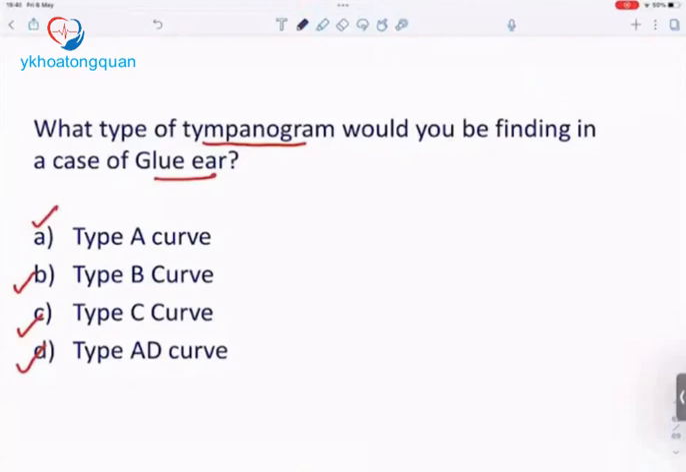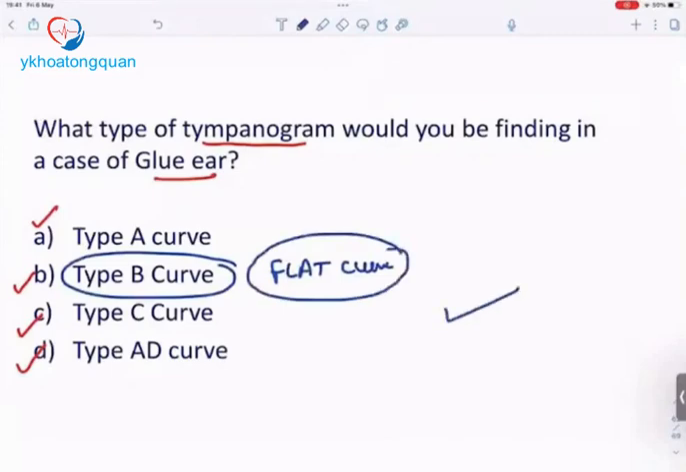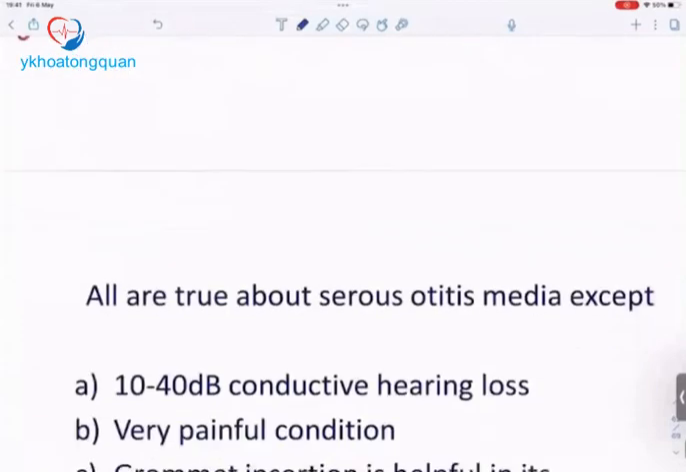Very good. Type B curve or the flat curve? Wonderful response. The answer is B. Yes, perfect. So next question now.